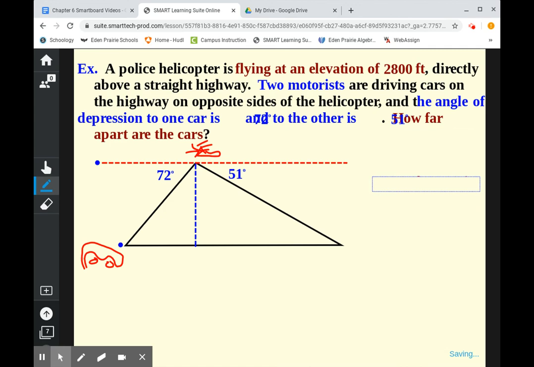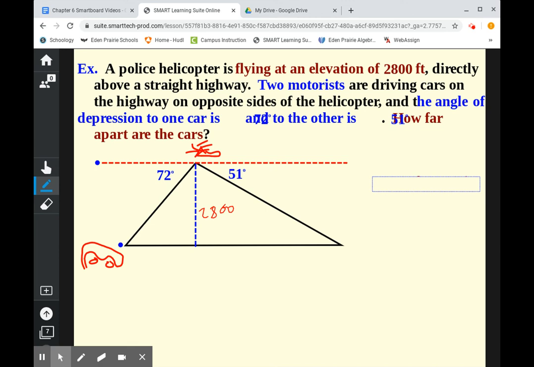One more here. I just want to show you the angle of depression and how it's the same thing as alternate interior angles would be the angle of elevation. So we won't do this example, but I'm just going to show it to you, then you can practice on your own. A police helicopter is flying at an elevation of 2,800 feet. So this height would be 2,800 directly above a straight highway. Two motorists are driving cars on opposite sides of the helicopter.